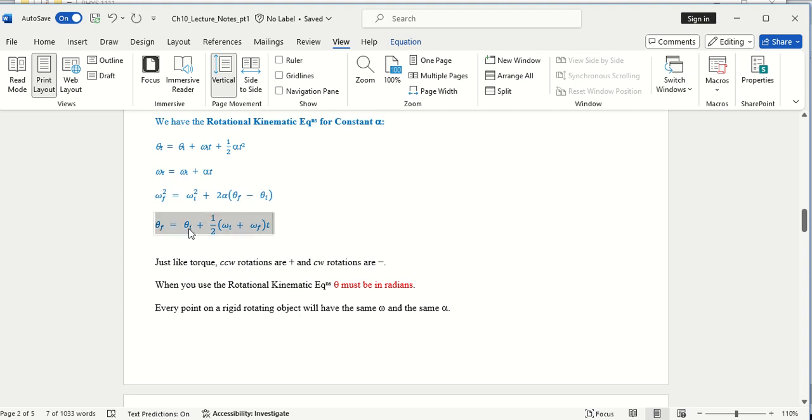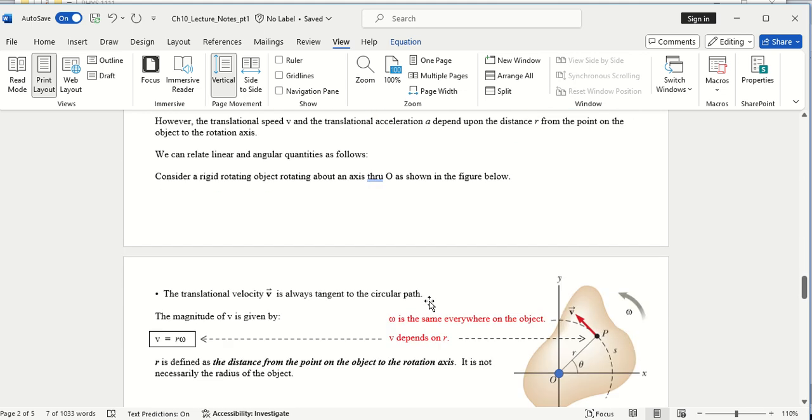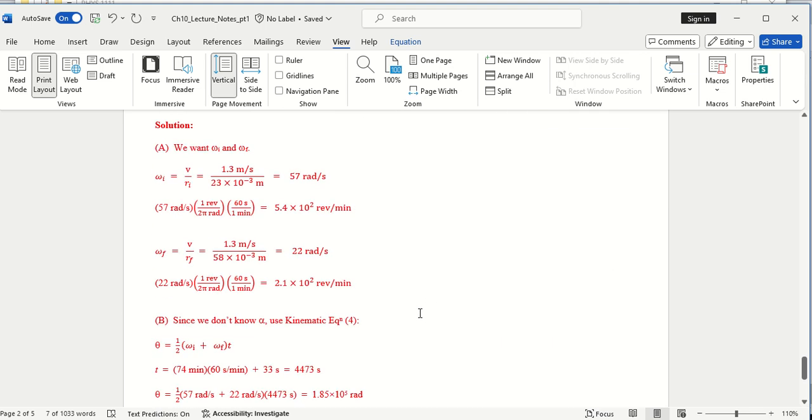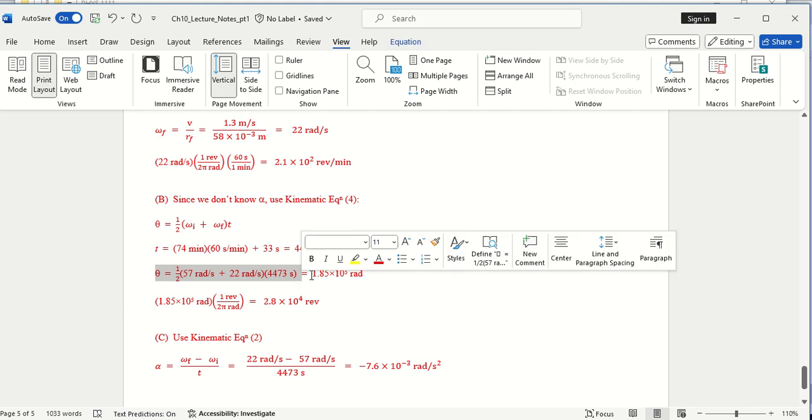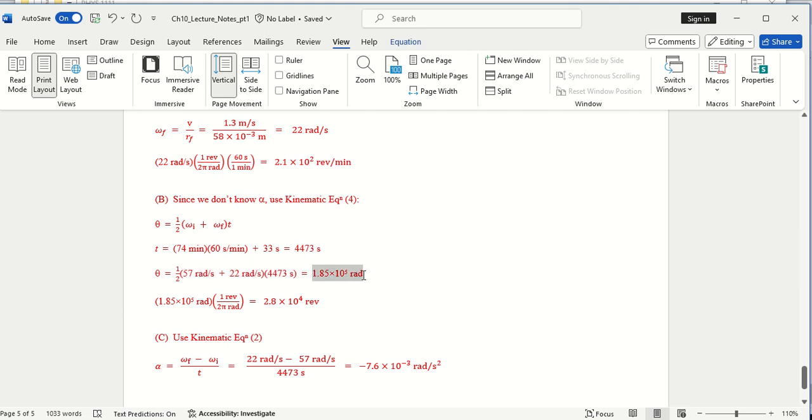Usually we can set theta initial equal to 0. So I know omega initial, I know omega final, I know T, I can get theta. I'm going to set theta initial equal to 0 and drop the subscript. So I'm using the fourth rotational kinematic equation. Theta is 1/2 (omega I plus omega F) times T. T, you want to convert to seconds: 4473 seconds. And you get an angle of 1.85 times 10 to the 5th radians.